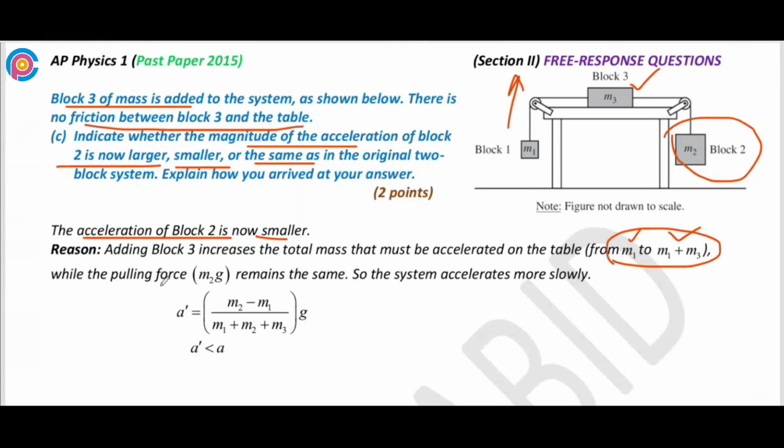So the pulling force remains the same, but the mass is increased. As the resultant acceleration of the system decreases, we say the system accelerates more slowly. From a mathematical point of view, the denominator, the total mass of the system, increases, but the net force remains the same, M2 minus M1. So the new acceleration is less than the previous original acceleration.